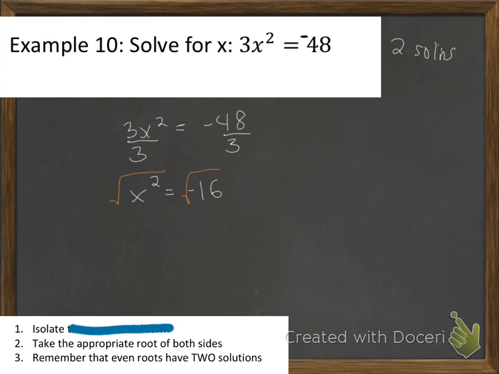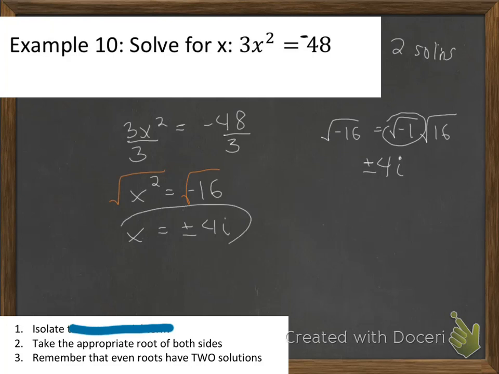Okay, so again, think about the square root of negative 16. Well, that's really the square root of negative 1 times the square root of 16. So remember, this is i, and of course the square root of 16 is plus or minus 4. So we have x is equal to plus or minus 4i. Wasn't that nice? Okay, and again, if you have to rewrite it in two different solutions, you could say either x is equal to 4i or x is equal to negative 4i.